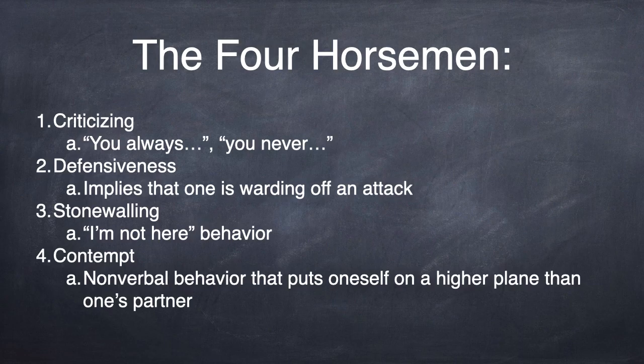Stonewalling is the third phase, if you will, of this four horsemen of the apocalypse. And it happens when you decide that you're not really going to participate in that conflict at that moment, right? You might roll your eyes, turn your head, think about your avoidant behaviors here. And then lastly, contempt is when your nonverbal behavior puts you on a higher plane than your partner. You might be condescending or sarcastic or, God forbid, snarky.